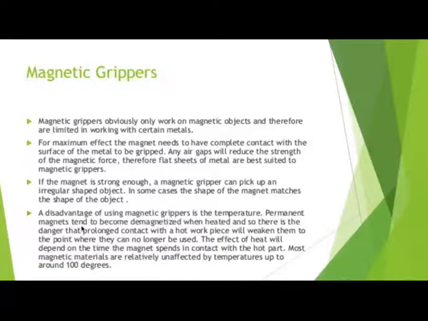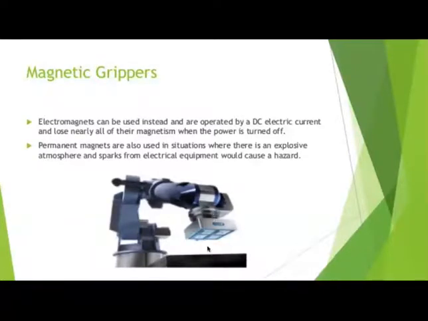Permanent magnets tend to become demagnetized when heated, so there is the danger that prolonged contact with a hot workpiece will weaken them to the point where they can no longer be used. The effect of the heat will depend on the time the magnet spends in contact with the hot part. Most magnetic materials are relatively unaffected by temperature up to around 100 degrees. This is what a magnetic gripper is.